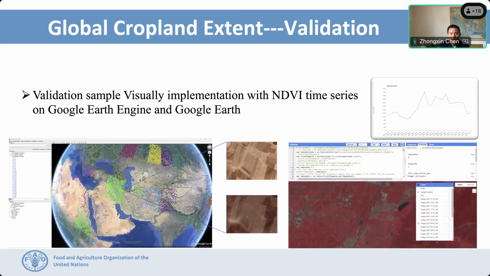This shows the process. We plot the sample on Google Earth, and then we link that to Google Earth Engine, so we have the NDVI time series data for the interpreter to understand where is the temporary cropland, where is not.